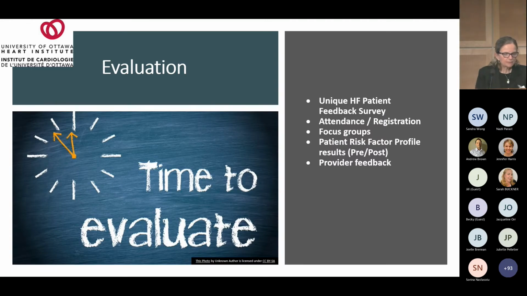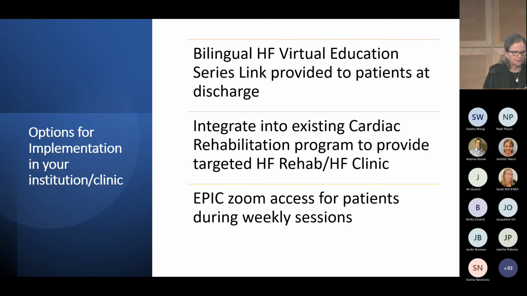This program has been quite intensively evaluated with a lot of patient feedback. Actually, we have ongoing patient surveys. We track attendance, which is very high. We held focus groups. We look at our pre and post results, which have been equally as good for heart failure patients as it is for our regular population, and with provider feedback as well.